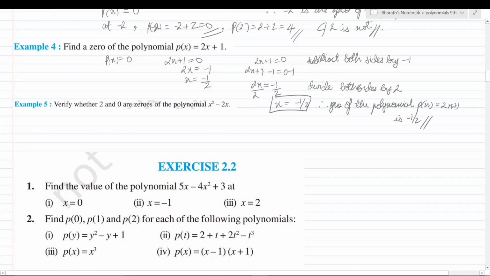Now let's go for the fifth example. Verify whether 2 and 0 are the zeros of the polynomial x square minus 2x. Now just write p of x is equal to x square minus 2x. Then when x is equal to 2, put p of 2 is equal to 2 square minus 2 into 2. Simply 4 minus 4 is equal to 0. So therefore p of 2 is 0 of the polynomial.